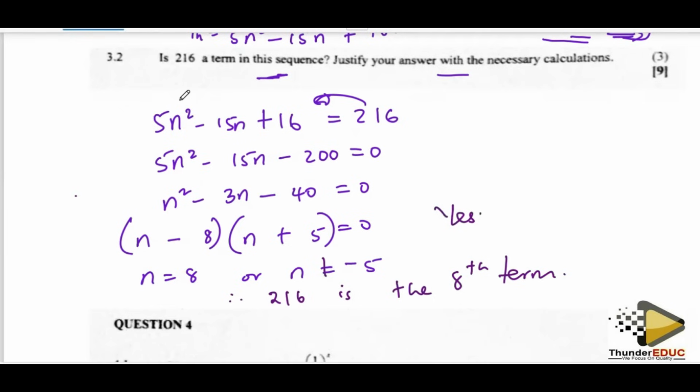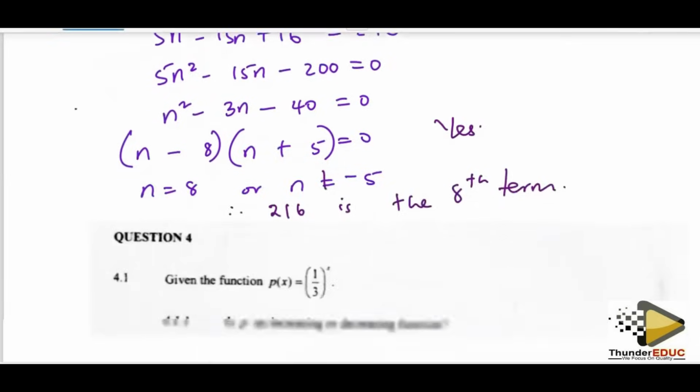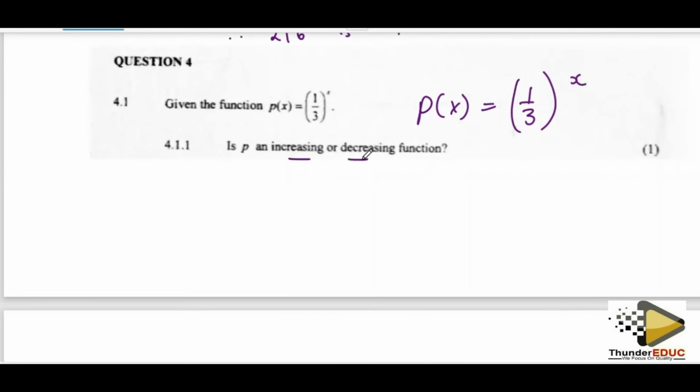Yes, 2 and 6 is the 8th term of the sequence. Then question number 4. They're telling us that we've been given this function p of x is equal to 1 over 3 to the exponent of x. Is this increasing or decreasing? So we need to know what type of graph, what type of function this is. This is an exponential function or graph.